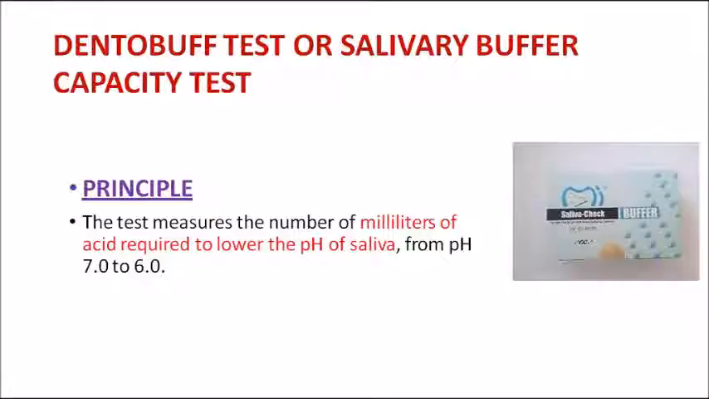Clear? Next we have the Dento-Buff test or salivary buffer capacity test. Principally, the test measures the number of millimeters of acid required to lower the pH of saliva from a pH of 7 to 6. So this is very important. Which test is used to measure the number of millimeters of acid required to lower the pH? That is the Dento-Buff or salivary buffer capacity test.